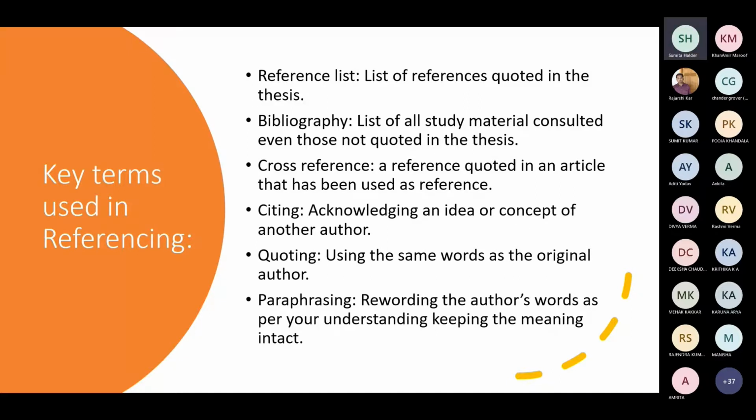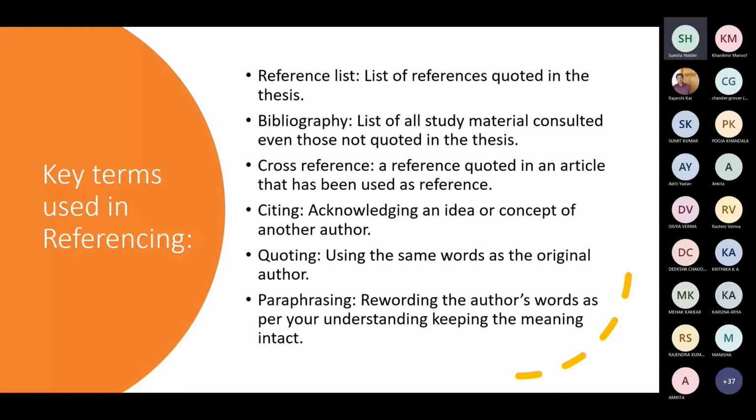As we come to referencing, there are certain terms which we will come across, like reference list, bibliography, cross references, citations. So being first year PG students, you should know the meaning of this. What do you understand by the reference list? Reference list refers to the list of references which are quoted in your thesis or in your protocol. Like you will be writing the thesis protocol now. So it is a list of references.